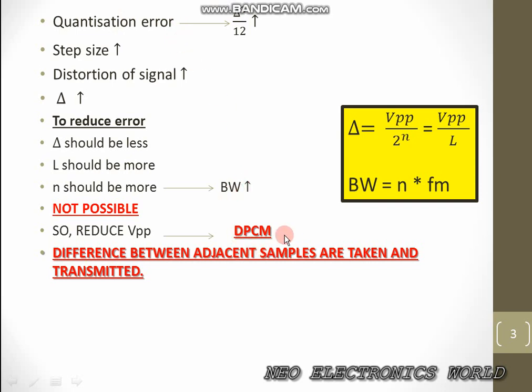This process is known as DPCM, that is differential pulse code modulation. As the name suggests, the difference between adjacent samples is taken and transmitted. If there are two samples, say 2 volt and 3 volt, what is the difference? It's just 1. That difference is taken and transmitted by encoding. Am I right? Okay.